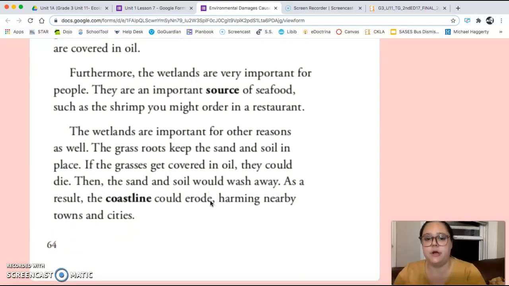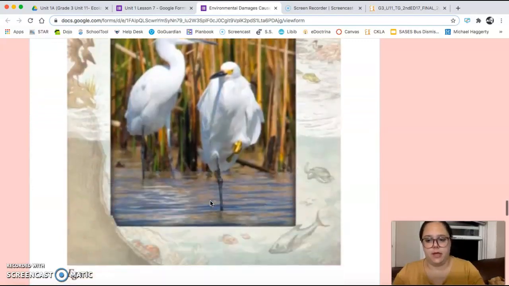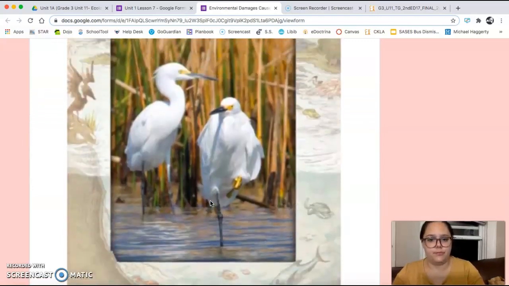Furthermore, the wetlands are very important for people. They are an important source of seafood, such as the shrimp you might order in a restaurant. The wetlands are important for other reasons as well. The grass roots keep the sand and soil in place. If the grasses get covered in oil, they could die. Then the sand and soil would wash away. As a result, the coastline would erode, harming nearby towns and cities. And those are the egret birds.